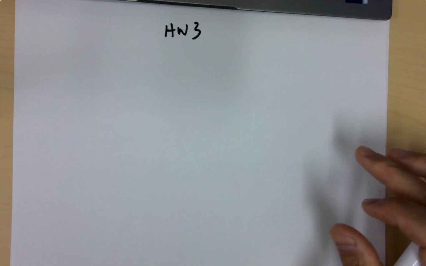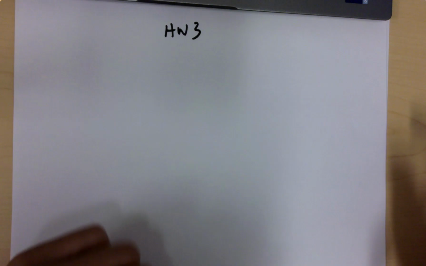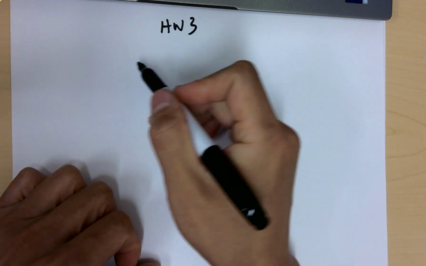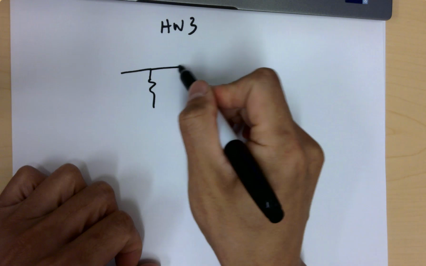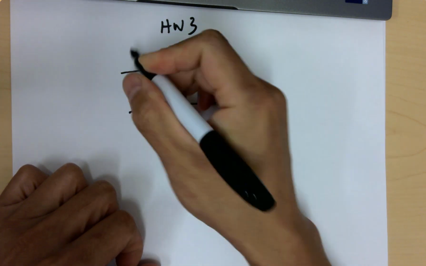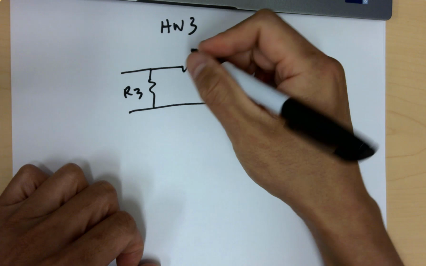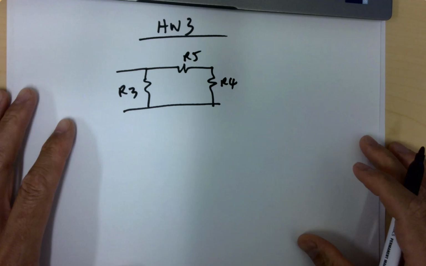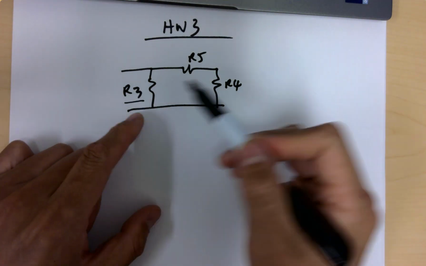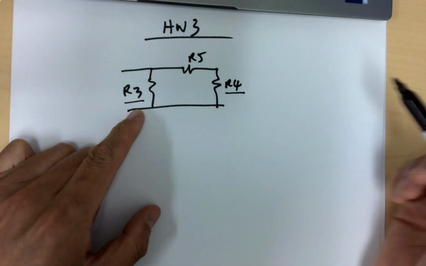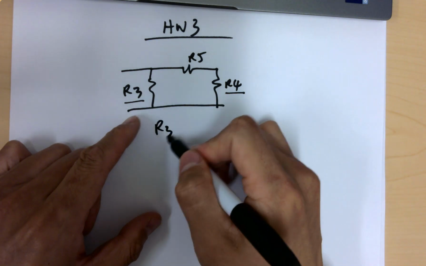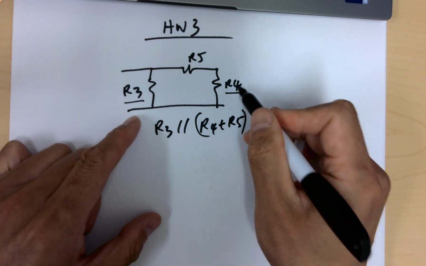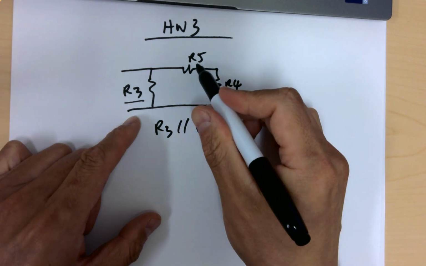All right, so the first one, the problems are in parallel. If you look at the resistor network, for example, a resistor like this, you've got two more resistors, labeled as R3, R4, R5. Are R3 and R4 in parallel? Actually not, because R3 is in parallel with R4 plus R5, but not R4 or R5 alone.